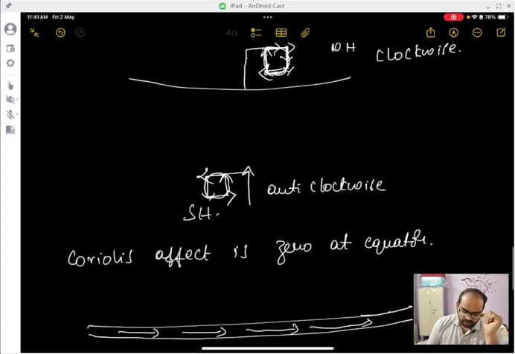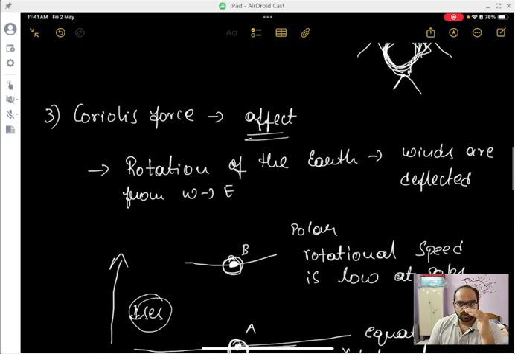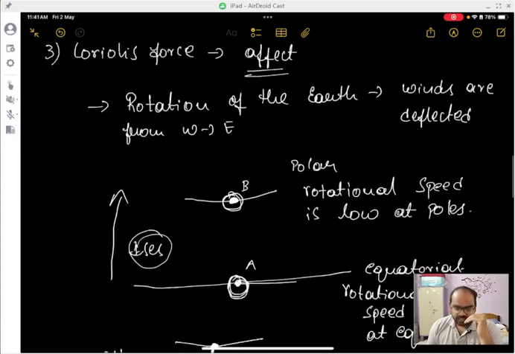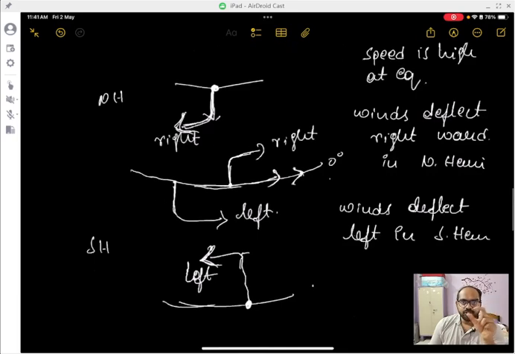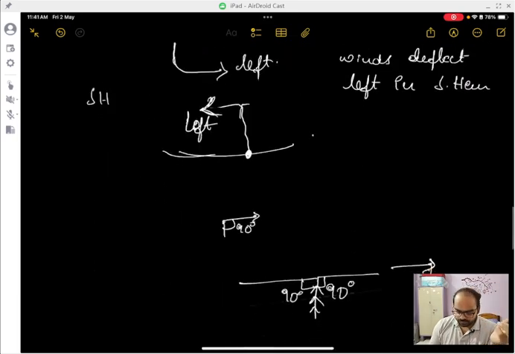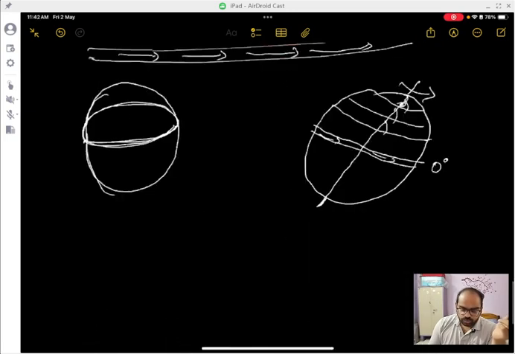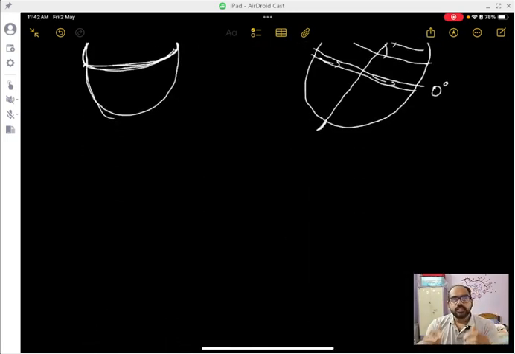Note down the points in a chronological way. What is Coriolis effect? Why is this Coriolis effect happening? What happens when Coriolis effect is induced on winds? Why is Coriolis effect 0 at equator? Due to these factors that I have explained, the direction and velocity of the wind is changed.